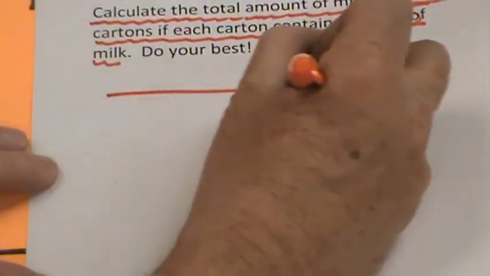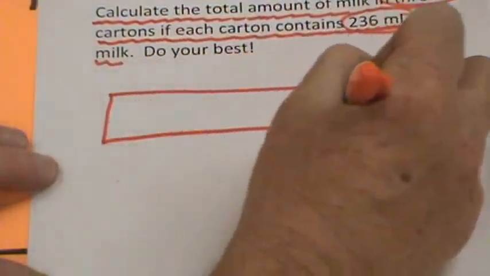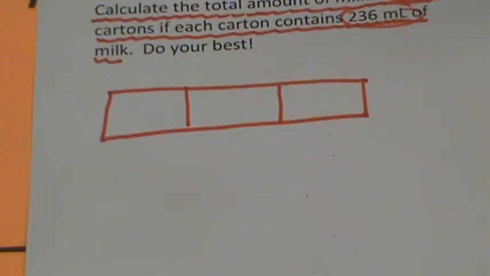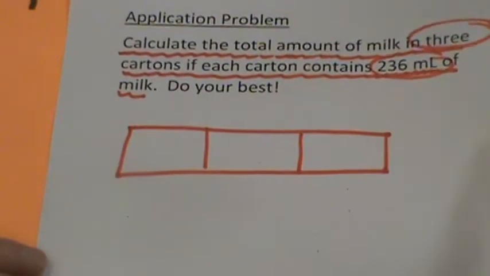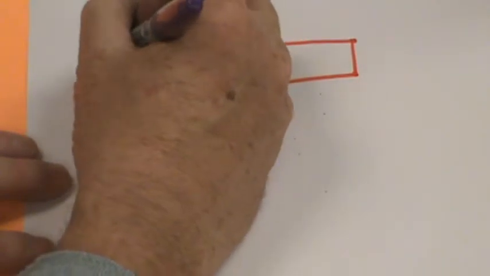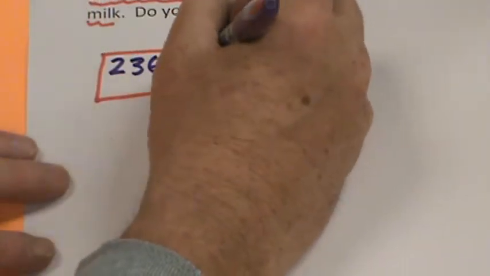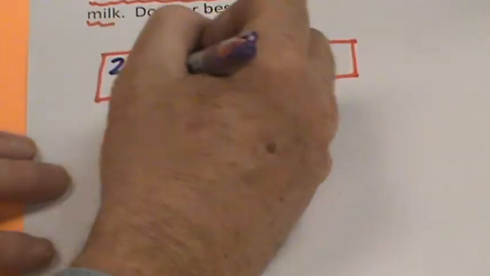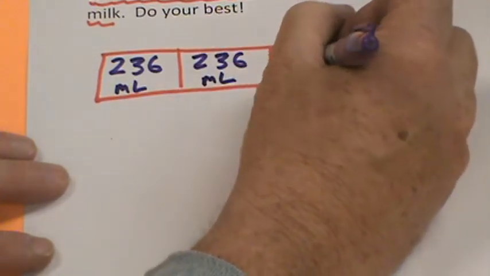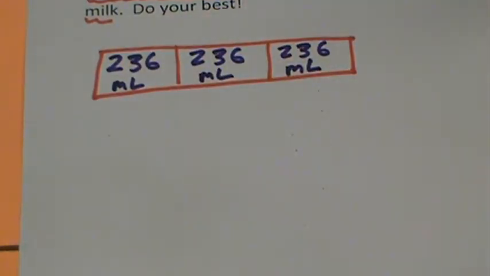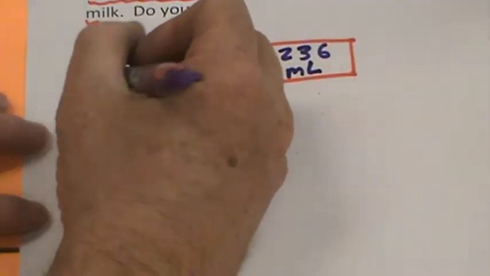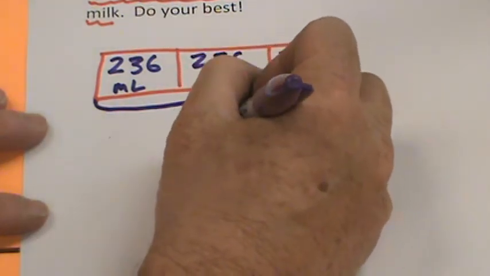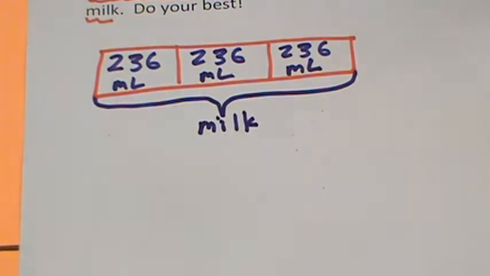So let's do our 3 cartons doing the old tape diagram. And we'll go 1, 2, and 3. How many milliliters of milk do we have in this? Well, if we refer back to our problem, we can see that we have 236 milliliters of milk in each one. So I'm going to put 236, 236, 236 milliliters, little m, big L. So there we have it. 3 cartons. What does this all mean, Mr. Leggett? We're trying to figure out how many total milliliters of milk we got. That's what this is all about. How in the world do we do this?